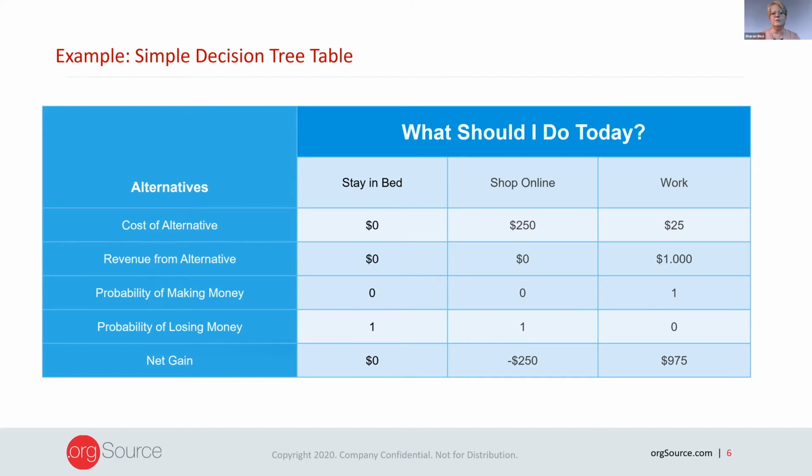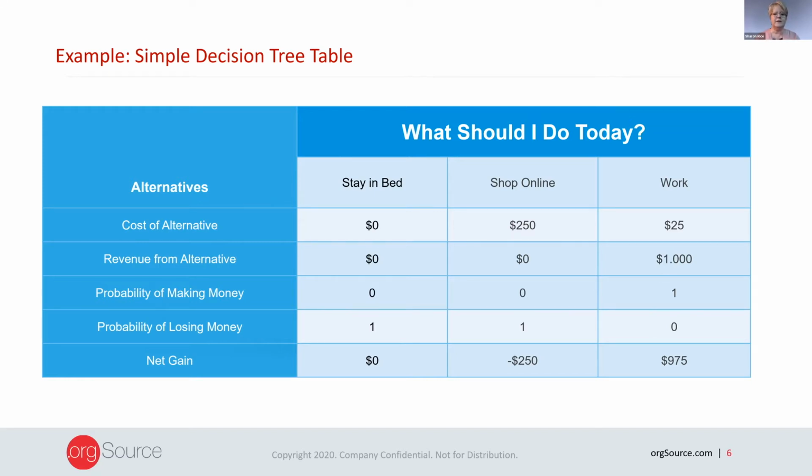The revenue from staying in bed is 0. I don't make any money. It doesn't cost me anything, but I don't make any money. Revenue related to shopping online is also 0. I'm not making money while I'm shopping online. But if I go to work, let's say I make roughly $1,000. That should be $1,000, not $1.